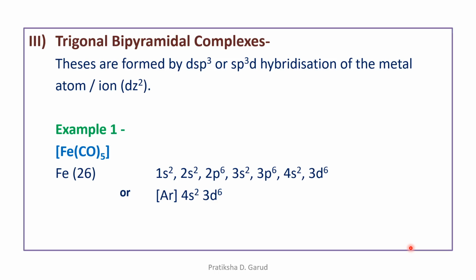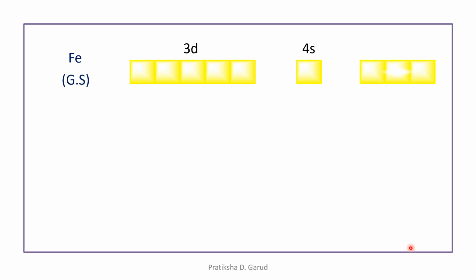So let's put the electrons in the box diagram. We have the Fe in the ground state. We have the atomic orbitals: the first one is the 3d atomic orbital, then the 4s atomic orbital, then the 4p atomic orbital. So we have the first electron, second electron, third electron, fourth electron, fifth electron. Then the next one will be paired, that is the sixth electron will be paired. Further in the 4s, the first electron and the second electron.